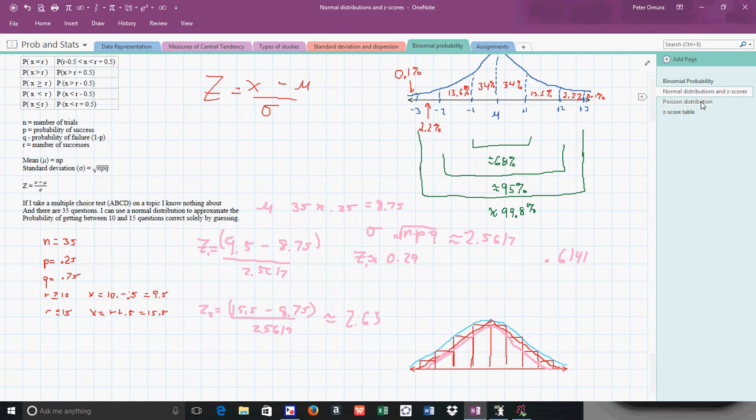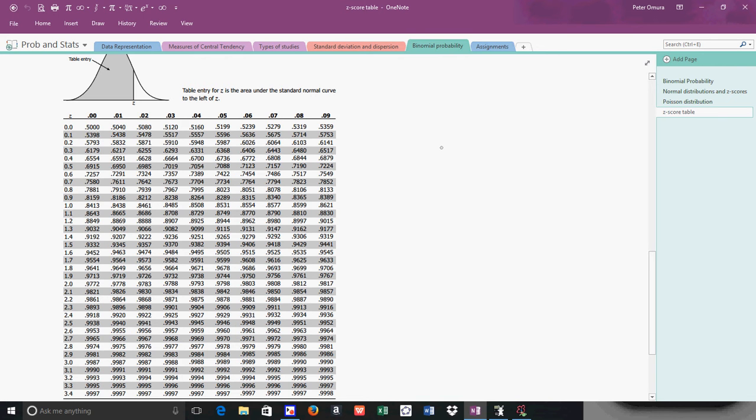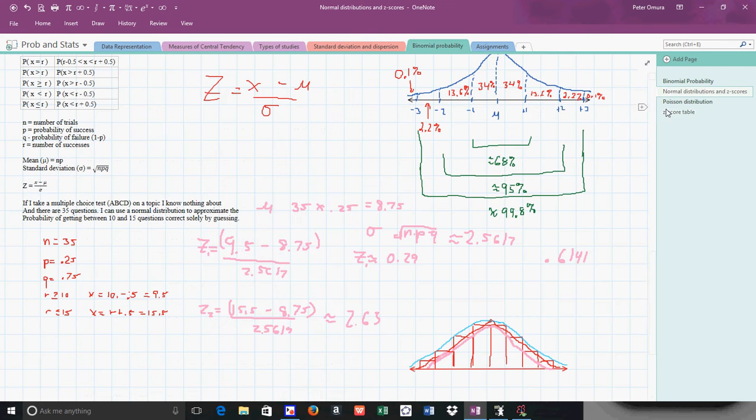And now I go back to 2.63. So my z-score for 2.63, that's 2.60, 2.61, 62, 63 is 0.9957. That's pretty high actually, 0.9957, all right. And when I subtract them, I get 0.3816. So there's about a 38.16% chance that I'm going to guess them all correct.